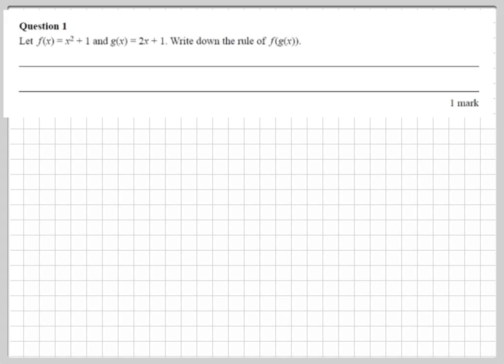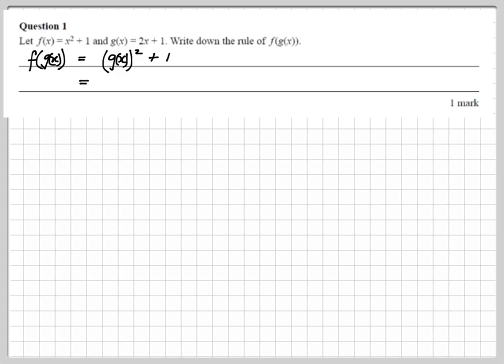Okay, question 1. We've got f of x equals x squared plus 1 and g of x equals 2x plus 1. We have to write down the rule for f of g of x. Now that's a 1 mark question, which means don't do too much. So let's think about that. f of x is x squared plus 1, therefore f of g of x would be g of x squared plus 1, wouldn't it? So that's what I think I would do.